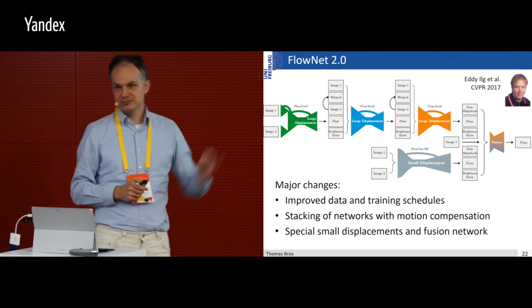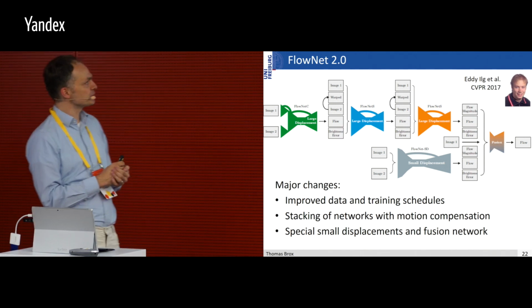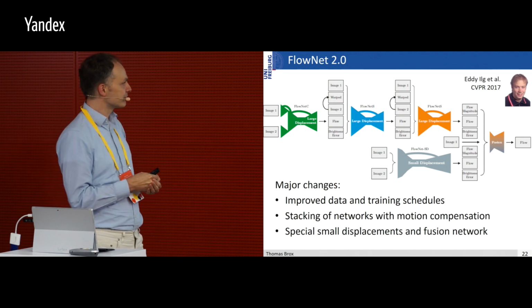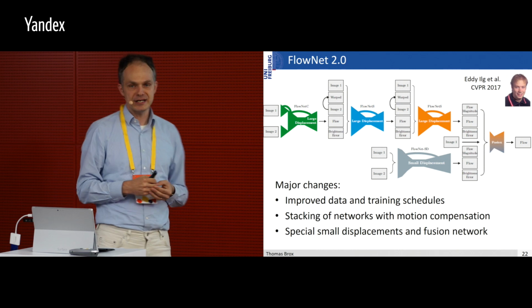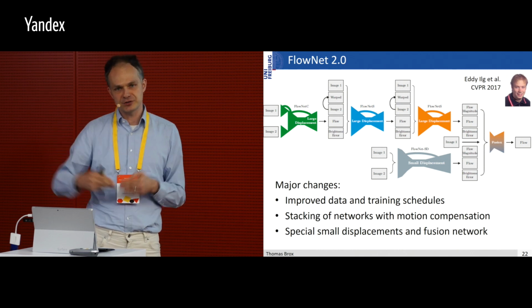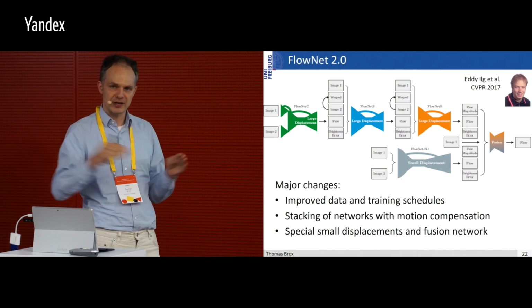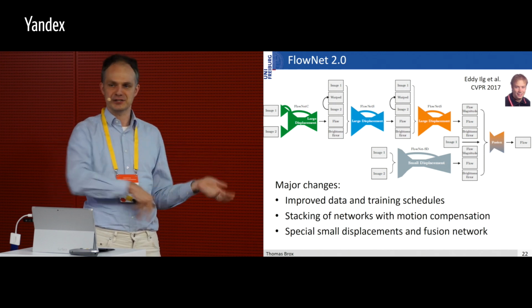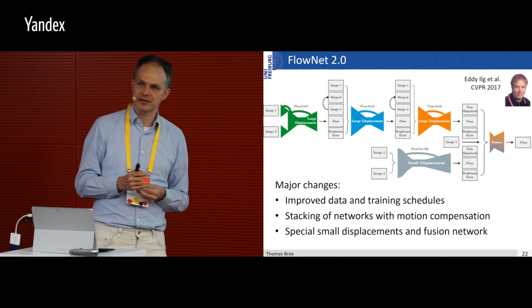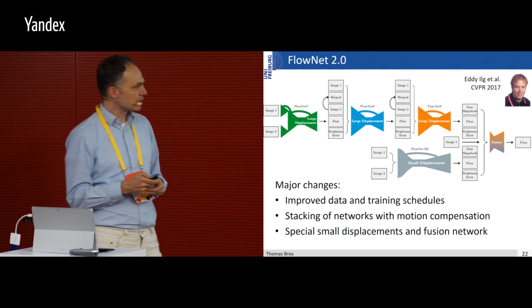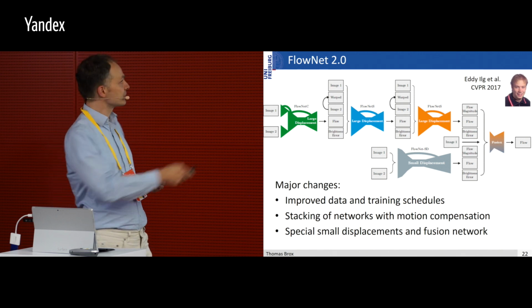The other strategy was FlowNet 2, and here we just refined the old architecture. So we had a couple of changes. One was improved data and training schedule, so we used this 3D rendered data additionally for training, so that also helps, and we also had a learning schedule to start with the flying chairs and then adding this other 3D data. And the other one was stacking of networks using the motion compensation.